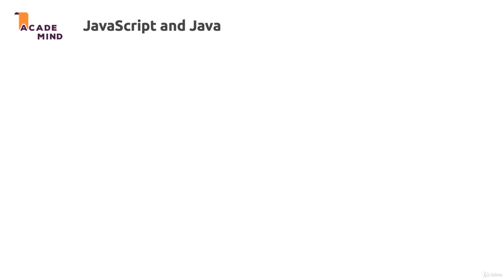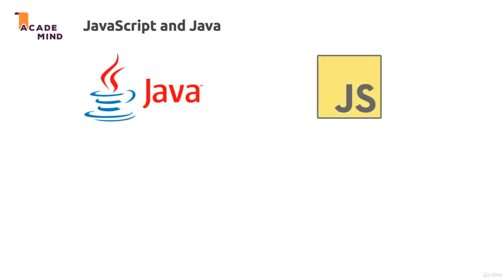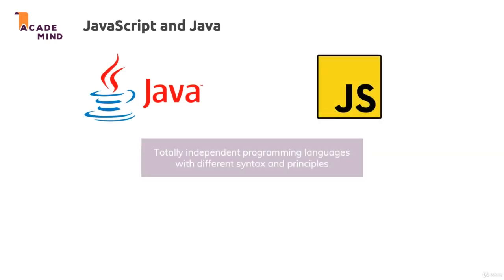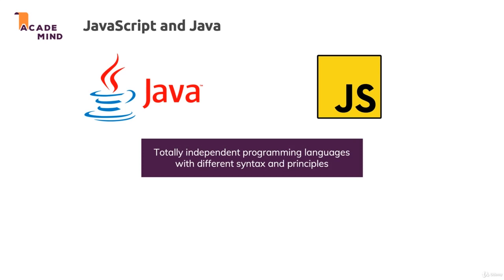So now before we dive into the next module, where we dive right into the language, let me dive a bit deeper into the history of JavaScript and where it's coming from. And there, let's also have a look at that comparison between JavaScript and Java again. Now, Java and JavaScript are two totally independent programming languages. That's really important. They have a totally different syntax, different principles. They have almost nothing in common besides the name, I would say.